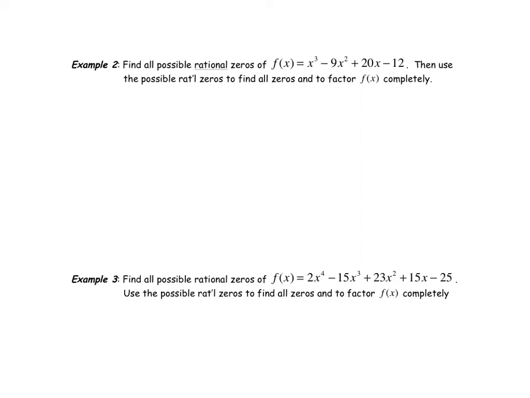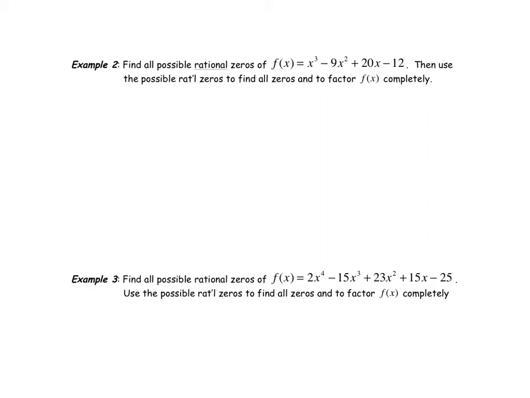In this video, we're going to work through examples 2 and 3 from the 3.4 notes. And here we're going to use the rational zero test in order to find possible rational zeros and then to help us begin to factor a polynomial function.